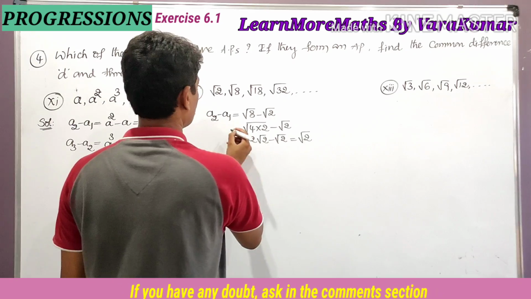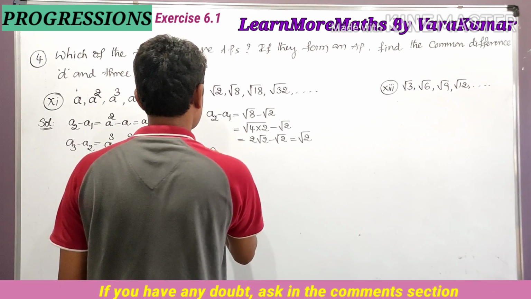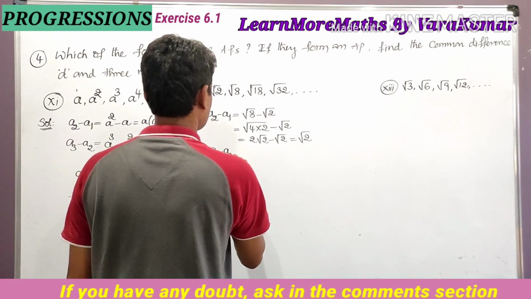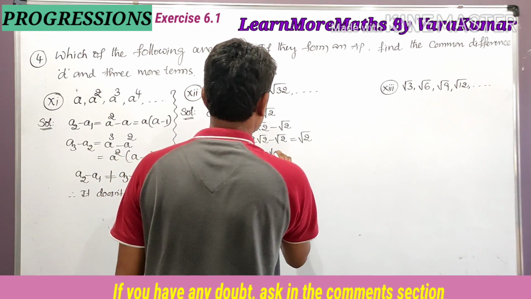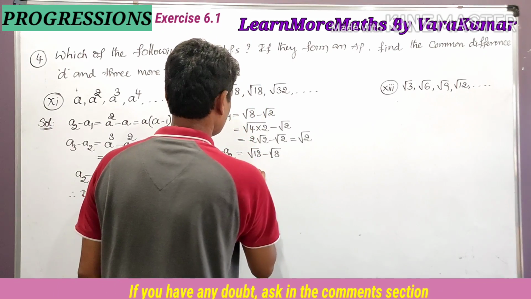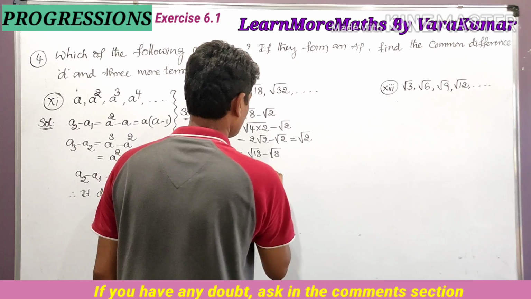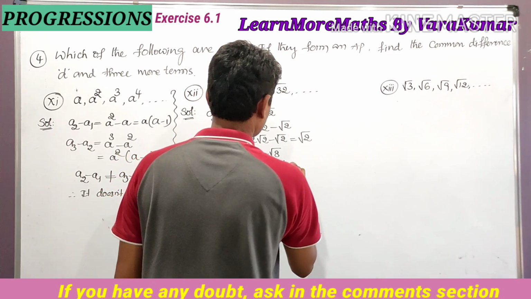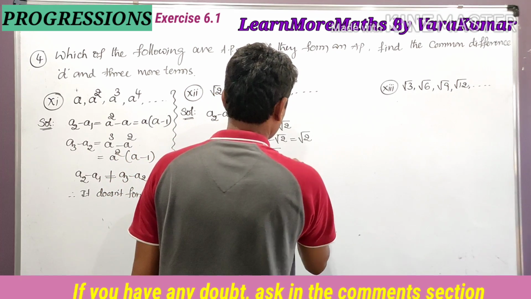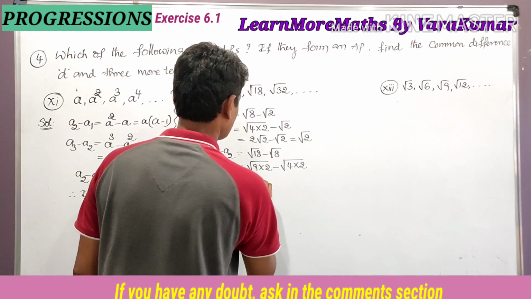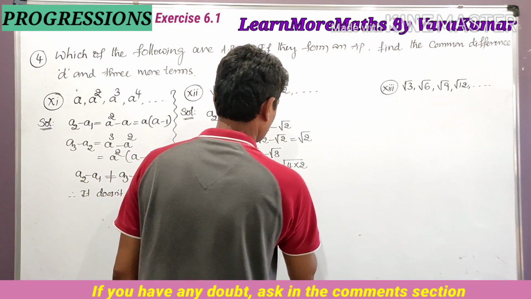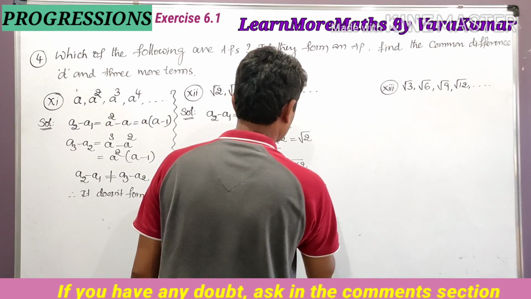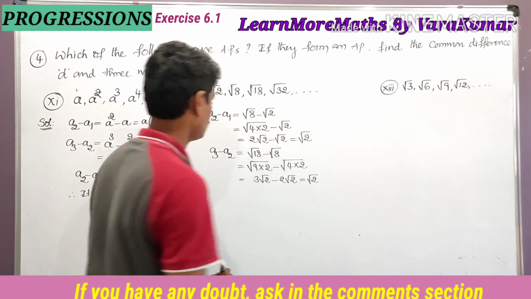So here a2 minus a1 is root 2. Next, a3 minus a2 is equal to root 18 minus root 8. Root 18 can be written as 9 into 2, and root 8 as 4 into 2. So it becomes 3 root 2 minus 2 root 2, which is again root 2, student.